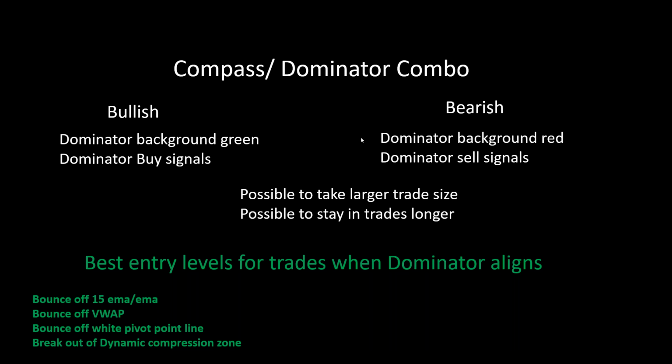Now, when you have that, you're also going to take a look at the Dominator system. And if the Dominator system has a green background for longs, in other words, the background on the NinjaTrader platform with Dominator is green, and it's got a buy signal, that tells you that the market internals are also in your favor. So if you've got the Compass system with institutions in your favor and the Dominator system in your favor, that's a really, really high probability setup. And of course, it's exactly the opposite for bearish.